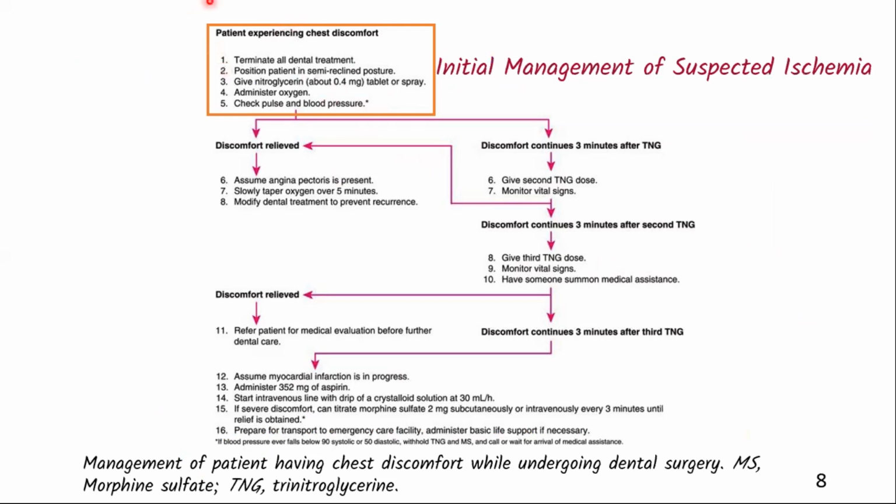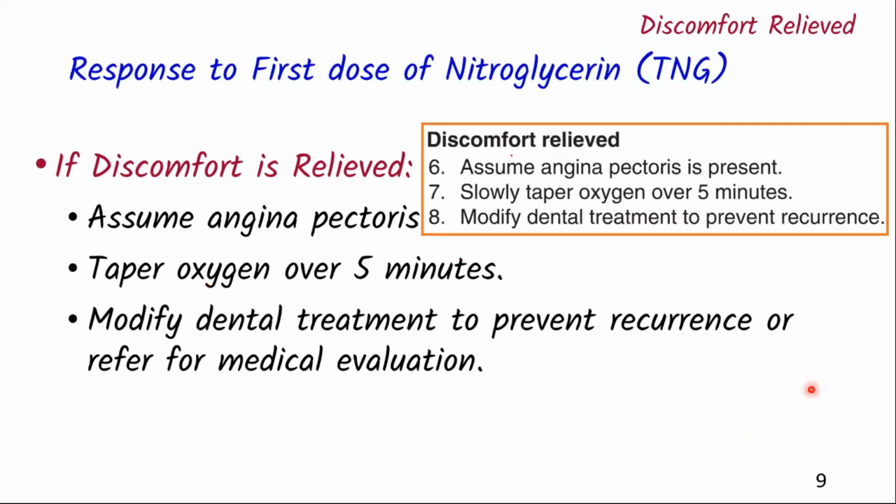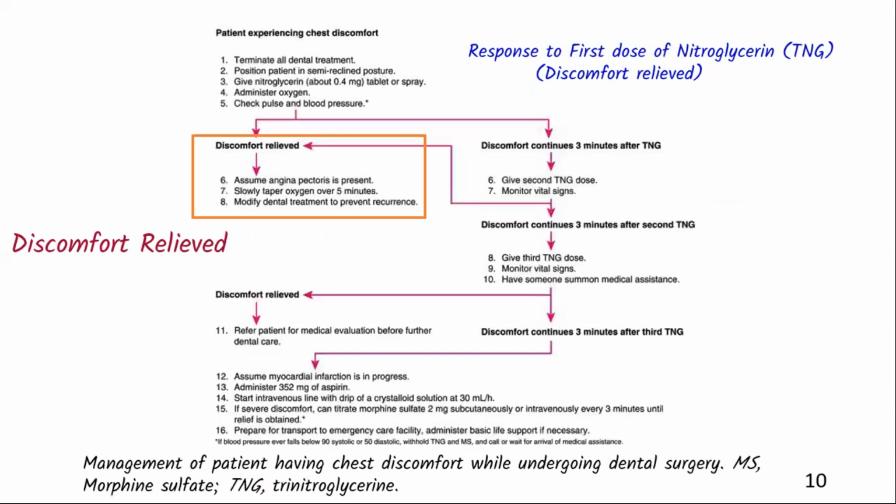is the initial management. The steps are shown here for initial management of the suspected ischemia. After the first nitroglycerin dose, monitor the patient. If discomfort is relieved, assume angina, taper oxygen, and modify treatment plans. The response to the first dose of the nitroglycerin is shown here in the flow chart.